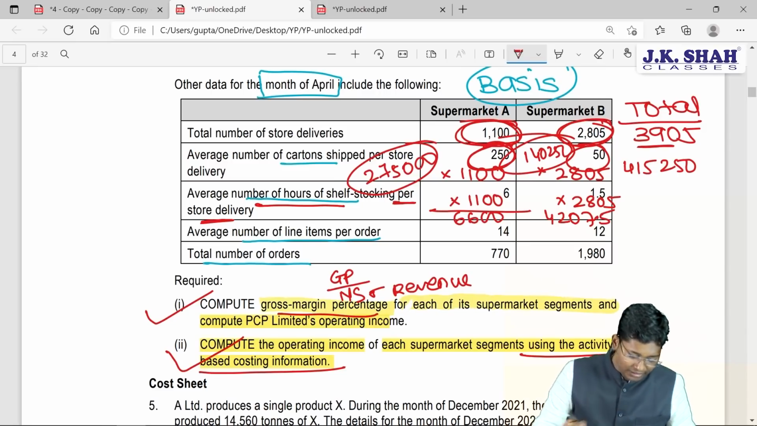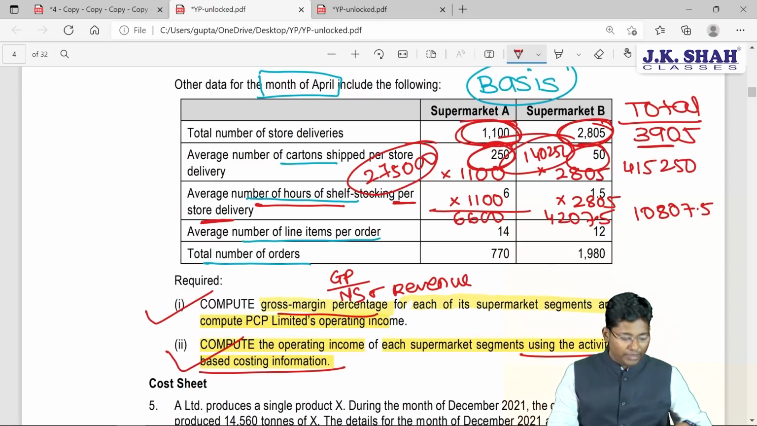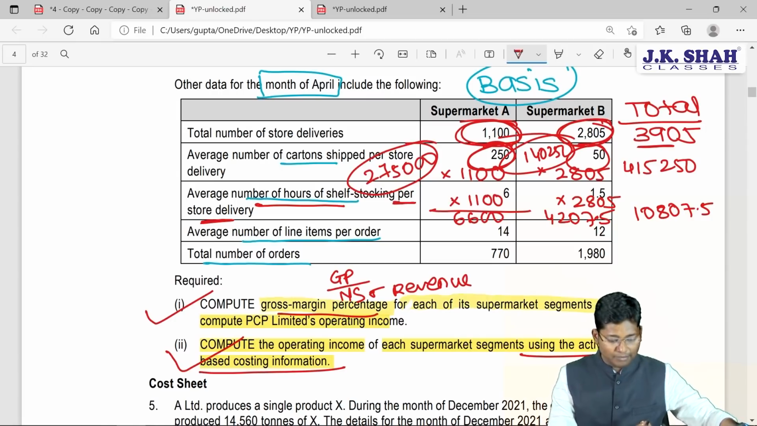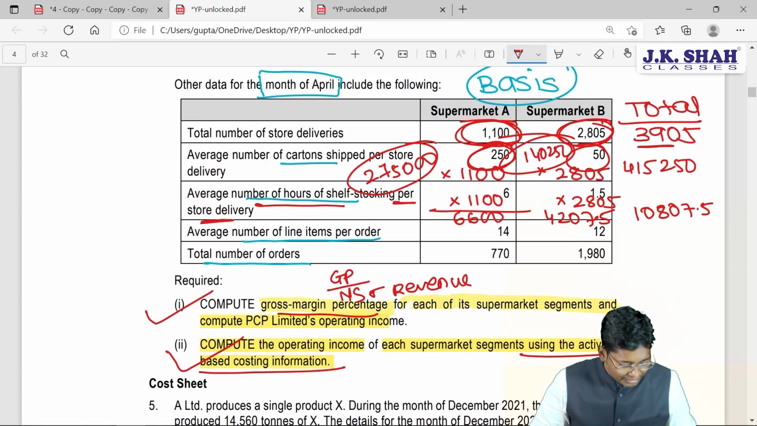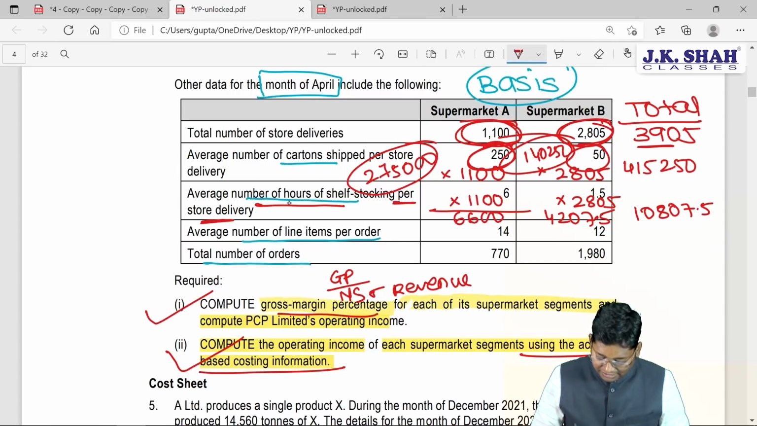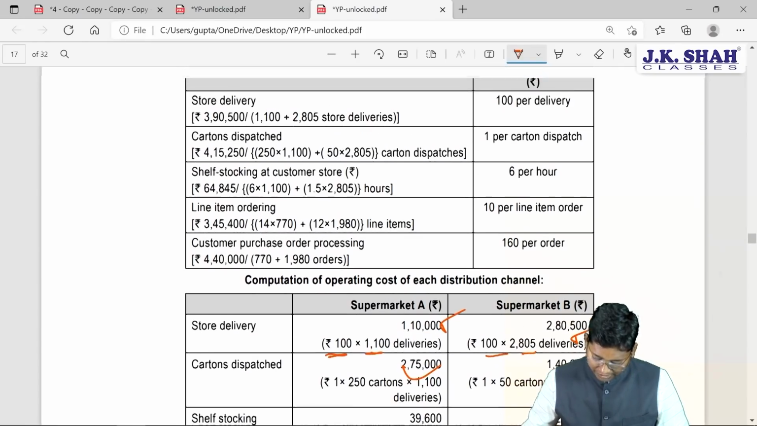So when you add up all these values, you are going to get 10807.5. Correct? 10807.5 is the calculated number of hours, and once this number of hours is available, you are going to compute the next thing. Now these are the average number of hours of shelf stocking per store delivery, and per store delivery 6 hours are given, 1.5 hours are given, and once you multiply them with the number of deliveries, you will get delivery wise number of hours. And the cost associated with this is given. If you check this, you are going to get the calculation here.